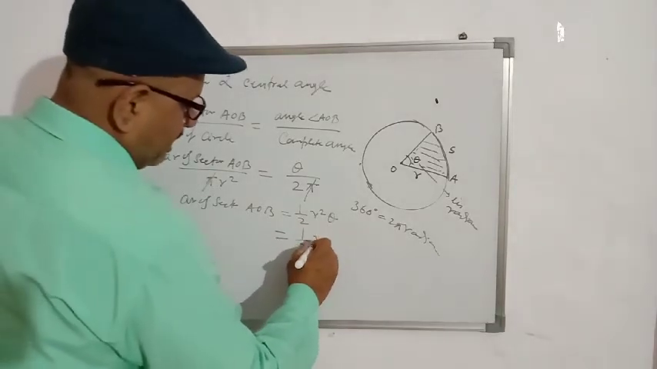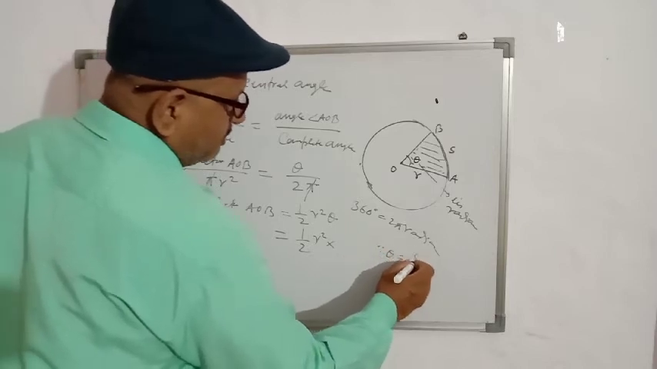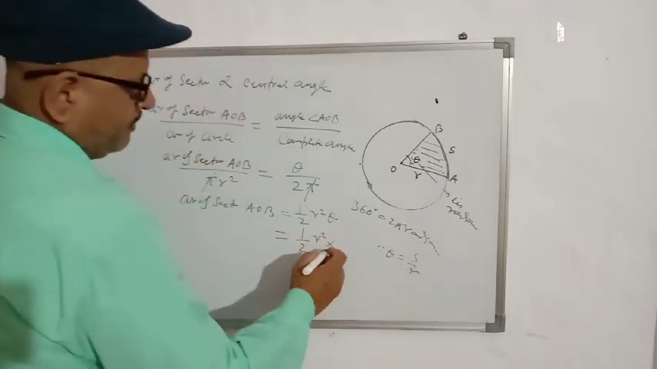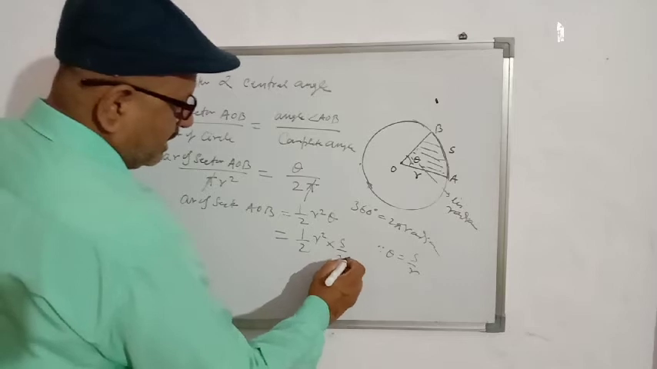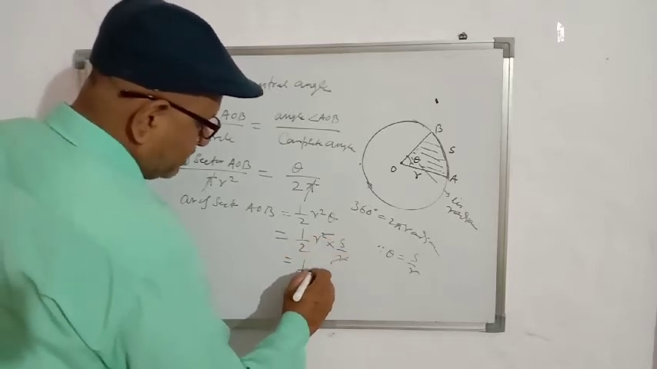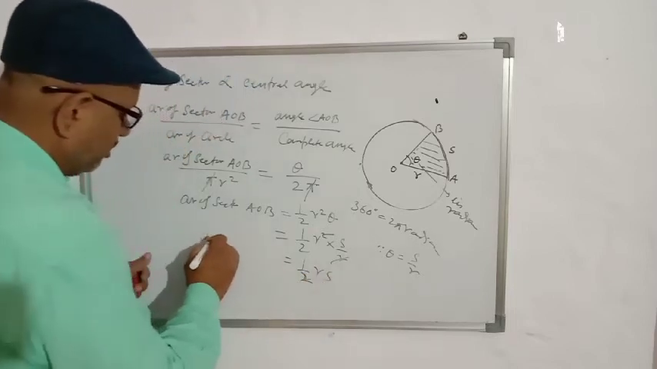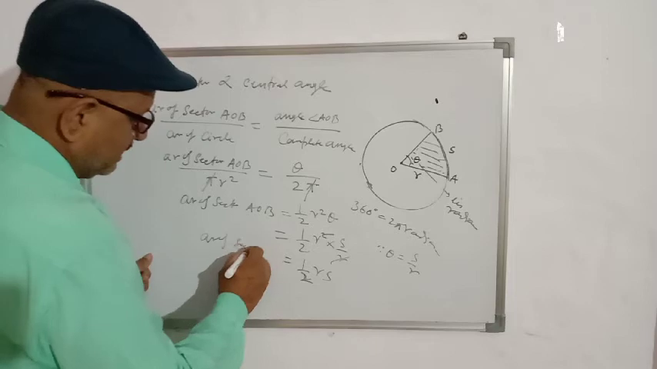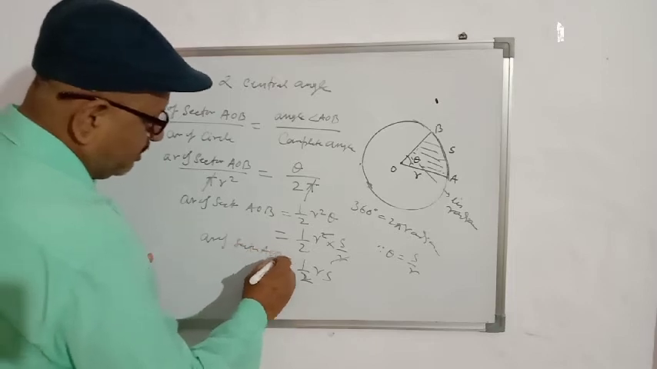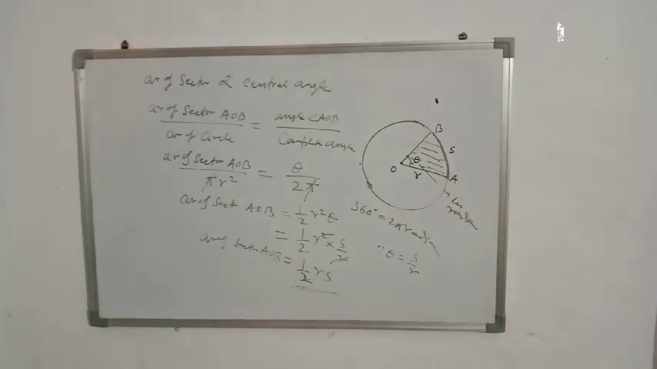1 by 2 r square. We know that theta is equal to s by r. So s by r, r cancels with r. So 1 by 2 r into s. This is the area of sector AOB. Area of sector AOB is 1 by 2 r into s.